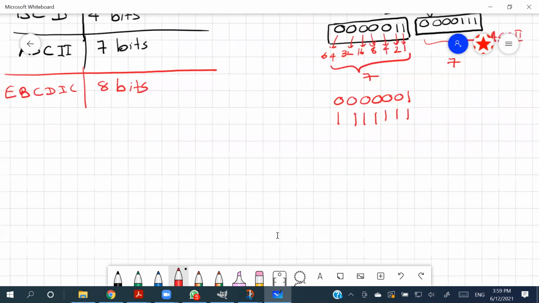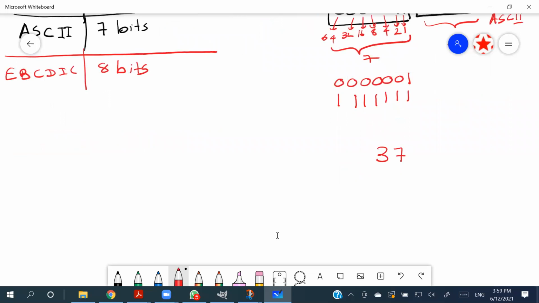So now if you are going to represent the same number 37, now this is going to be written in 8 bits.